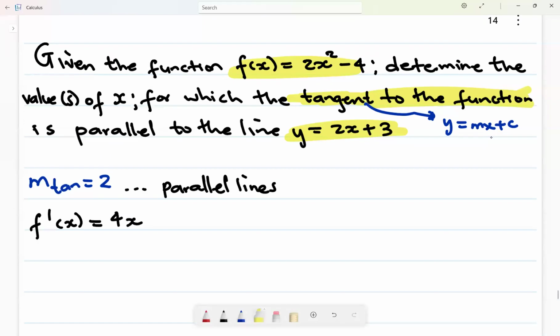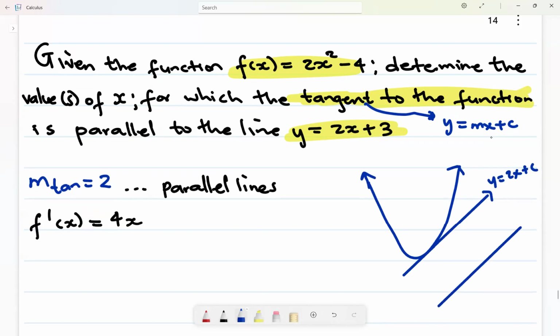I want to know the x coordinate where this tangent and this graph of f meet. If this is f and this is my tangent, y is equal to 2x plus c. Remember, it was parallel to a line like this, which had an equation of 2x plus c. Remember, for parallel lines, they have the same gradient. Can you see now the gradient is the same, 2.